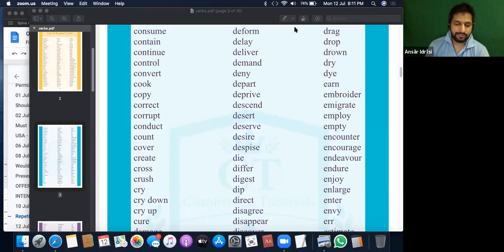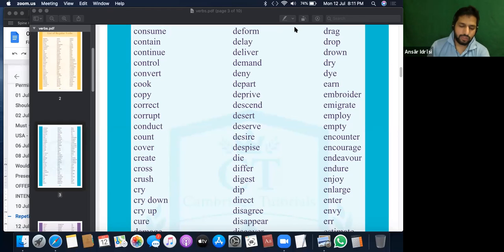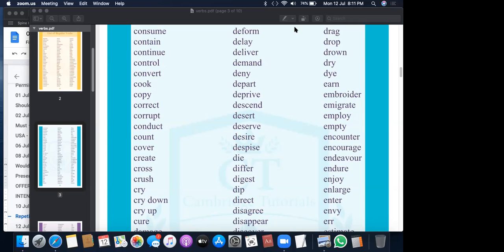Join. Next. They used to deprive. Did they used to deprive? They didn't used to deprive. Drop. Next. Yes. They used to consume. Did they used to consume? They didn't used to consume. They used to deliver. Did they used to deliver? They didn't used to deliver.